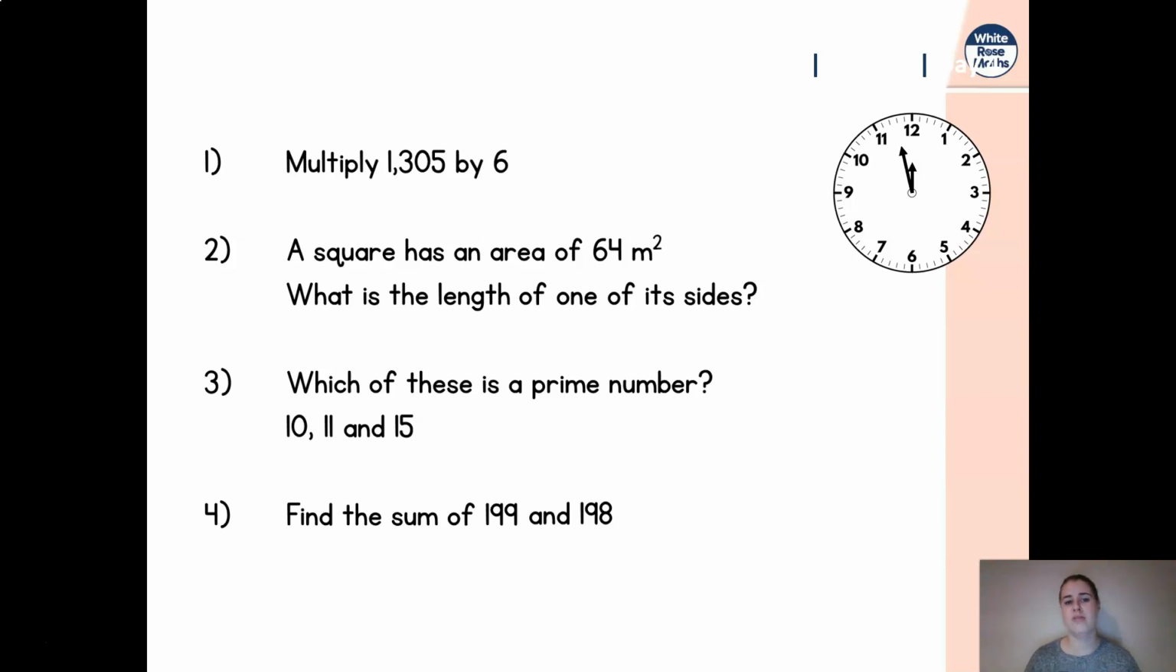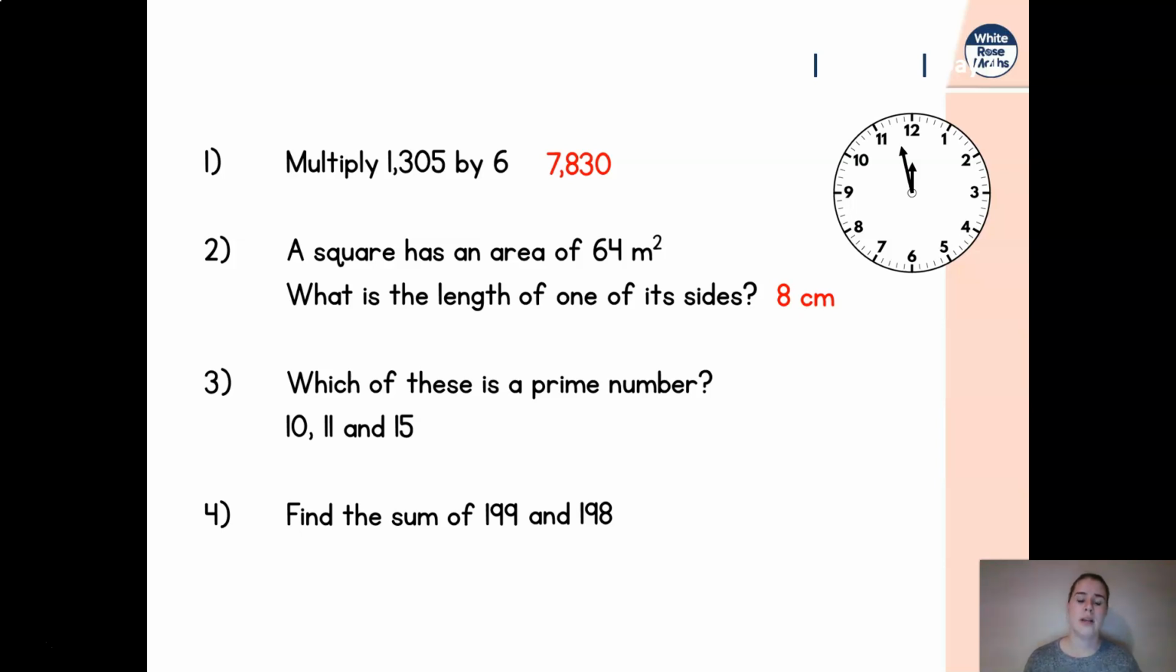Okay, so multiply 1,305 by 6. If you lay out your multiplication sums correctly, your answer should give you 7,830. Now, a square has an area of 64 meters squared. What is the length of one of its sides? Well, we know that a square has 4 equal sides. Therefore, 2 of those numbers multiplied together must give me 64. Now, I know that 64 is also one of our squared numbers. Therefore, 8 times 8 gives us 64.